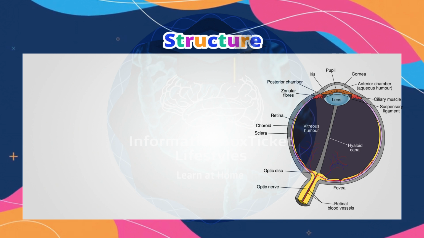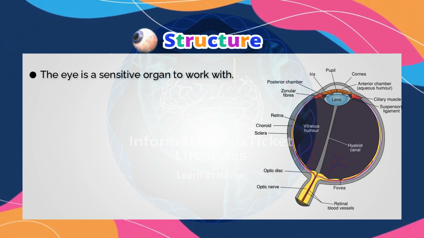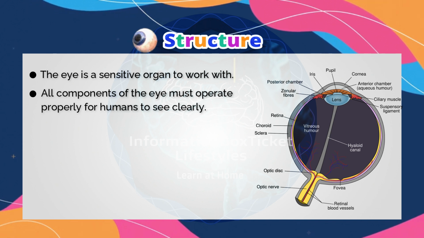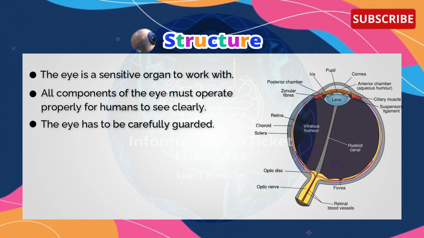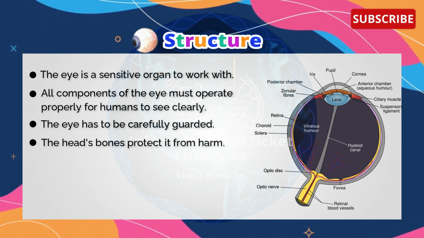With the help of this diagram, you will understand the cross-section of the eye. The eye is a sensitive organ to work with. All components of the eye must operate properly for humans to see clearly. The eye has to be carefully guarded. The head's bone protects it from harm.